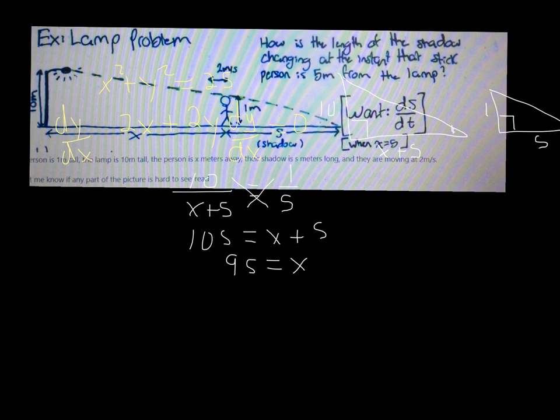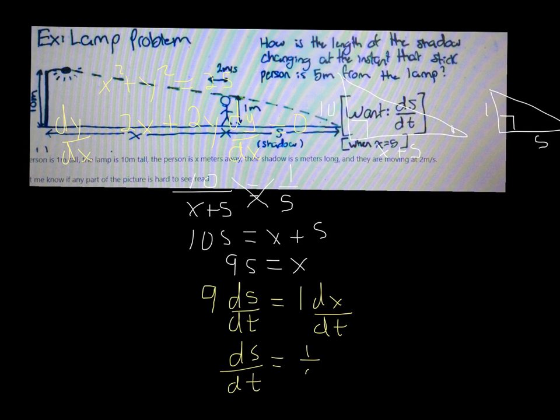Then if I differentiate this equation with respect to t, neither one of the variables is defined according to t. And so I can take the derivative of 9s, which is 9, and then ds/dt. And the derivative of x is just 1, and then I have to multiply by dx/dt. Okay. So we're trying to solve for ds/dt, so we might as well rearrange the equation as 1/9 dx/dt.